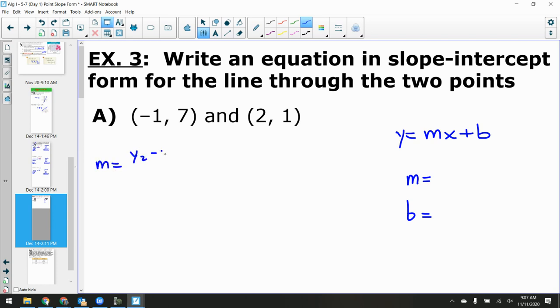How am I going to find m? Yeah, the good old slope formula. Our old friend, coming back again.